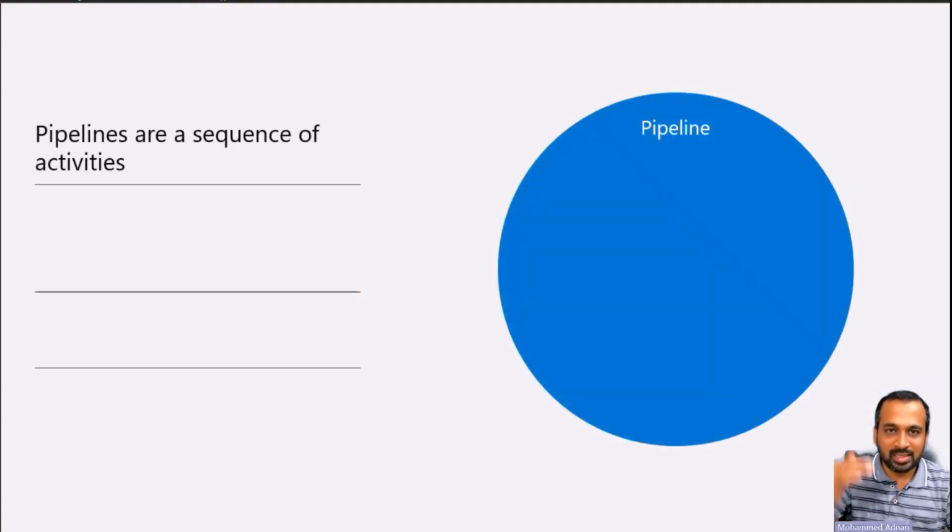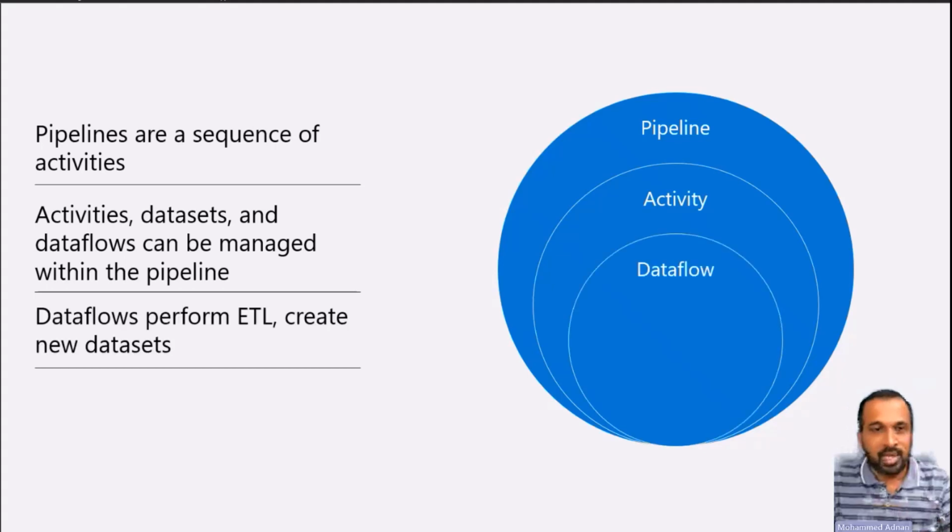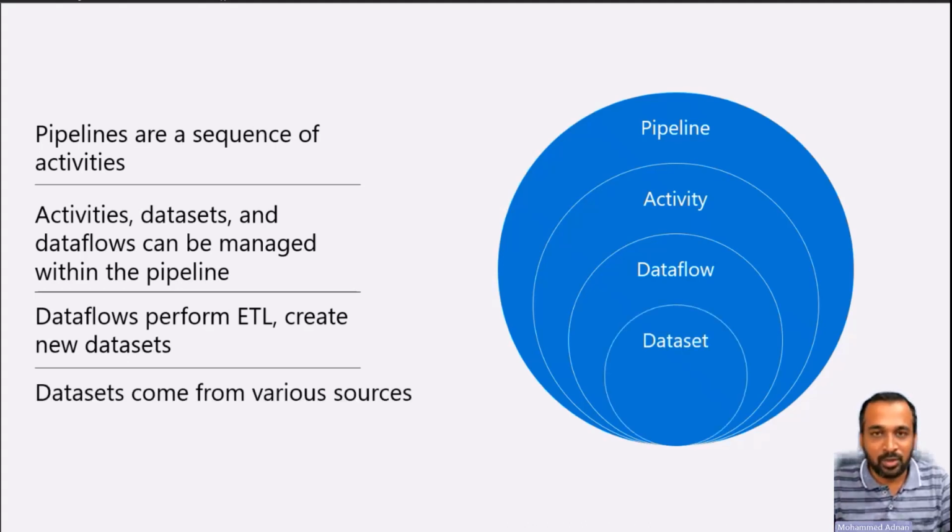Now, what is the step sequence which is happening here? Pipelines are a sequence of activities. If you look at this sequence order, you have a pipeline, and inside of that you can orchestrate the process, which is a kind of activity. Activities, datasets, and dataflows can be managed within the pipeline. Inside of that, we can have a dataflow as a kind of activity which performs the ETL and creates new datasets. From that, we can build a report on top of it, which is a semantic model here. So we can have a pipeline, and inside of that, we can add multiple activities.